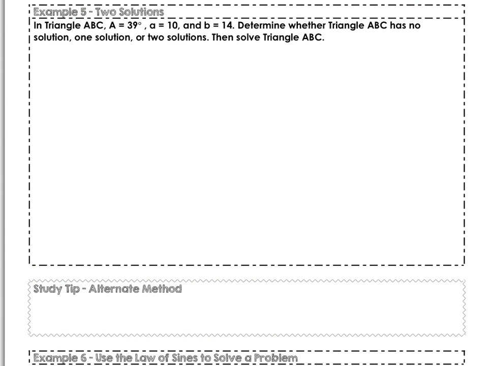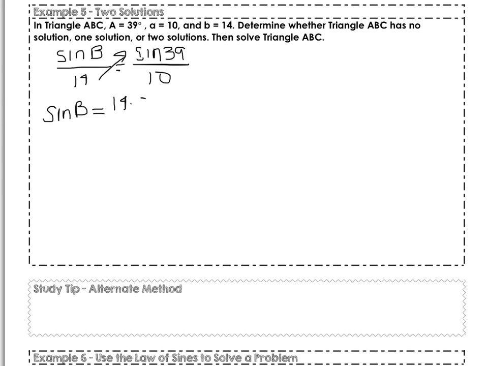All right, so now we're going to take a look at example 5. I am given angle A and side A as well as side B. So I'm going to have to solve for angle B first. So we have sine of angle B over 14 is equal to the sine of 39 over 10. Multiply by 14, so we get sine of B is equal to 14 times sine of 39 all over 10. I'm then going to take the sine inverse of both sides.